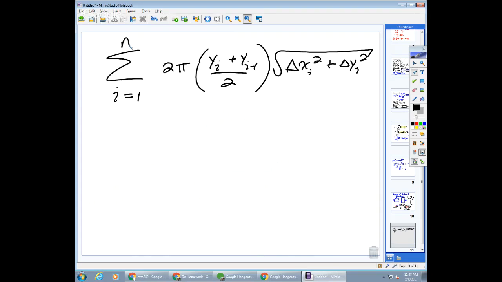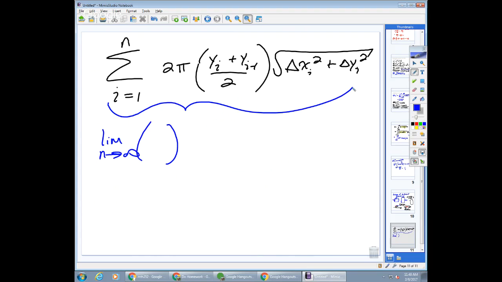Well, what do we do with Riemann sums once we have one set up? We take the limit as n goes to infinity. So we want to take the limit as n goes to infinity of this whole thing and see what happens. Okay, so what's going to happen there? Well, in the limit, as n gets bigger, all these y_i's and x_i's are getting closer and closer to each other.